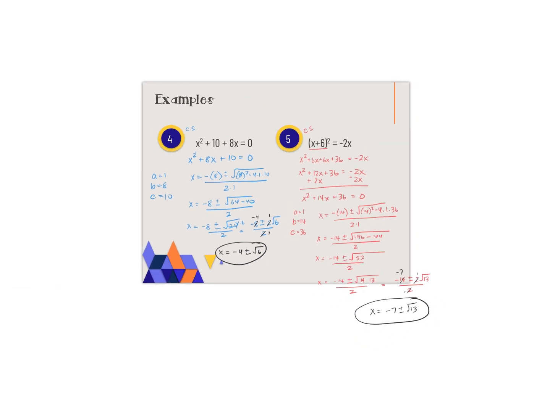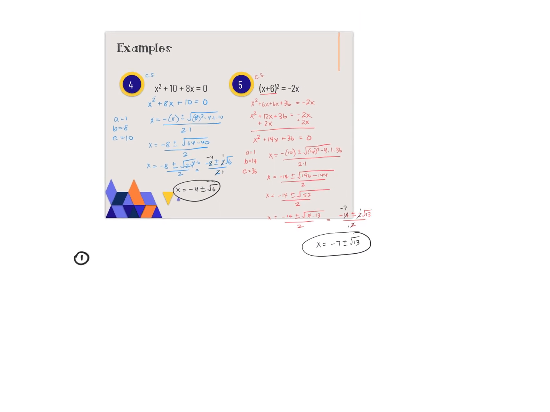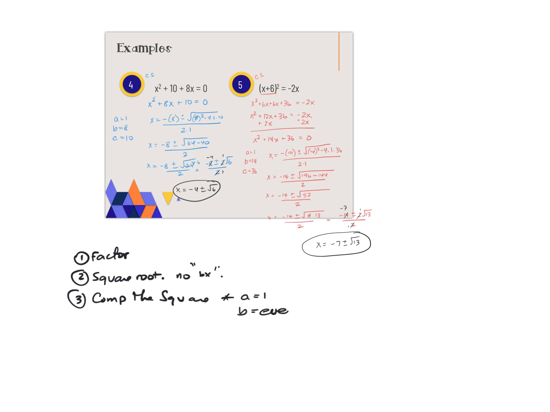The important thing to note is when to use what. Obviously, your first thing to look for is to factor. If you can solve by factoring, that's going to be the best way. The square root method is going to be great in certain situations where you have no bx part to your problem. Three is completing the square. And completing the square works all the time, but I would prefer to use it when A is 1 and B is even.